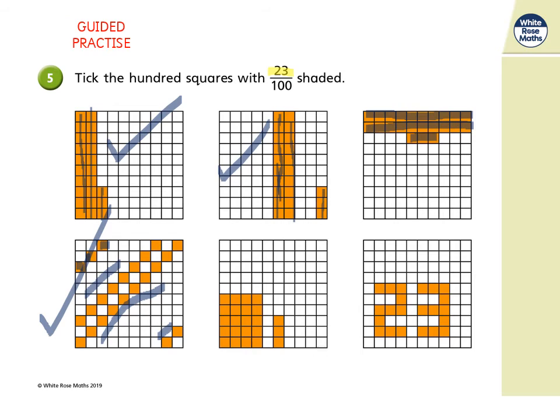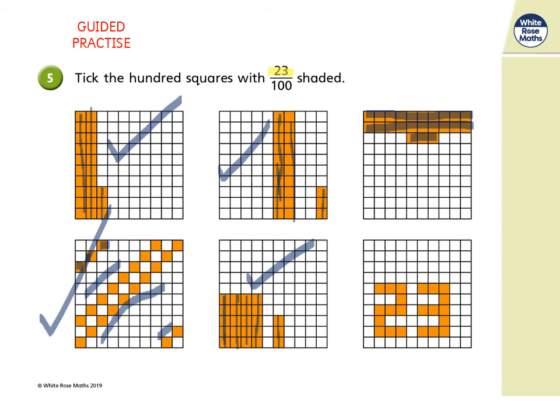Let's have now a look at this one. Now we can see that we have 4 columns of 5. Now let's count our 5 times table. So 5, 10, 15, 20. So you have 20 there. And then to the side here, separately, we have an extra 3. So we have 20 and 3. And we know that 20 and 3 is 23 hundredths, because we have 23 equal parts shaded out of 100 possible parts. So another example of 23 hundredths.